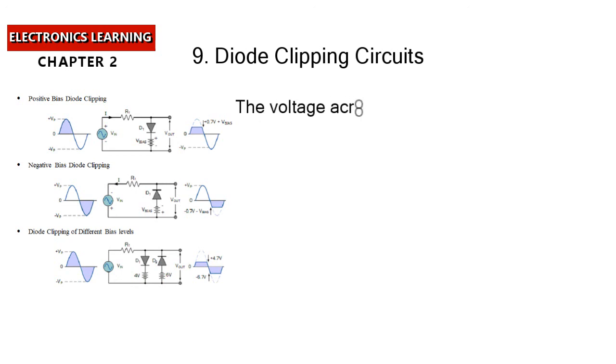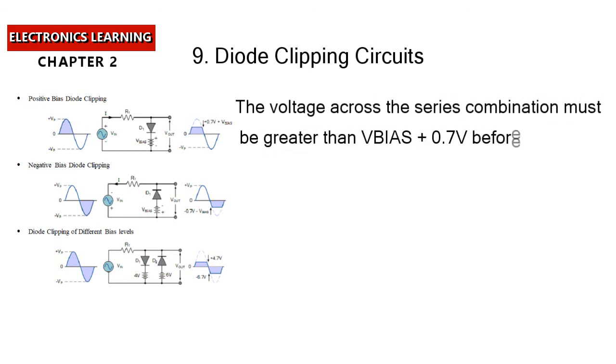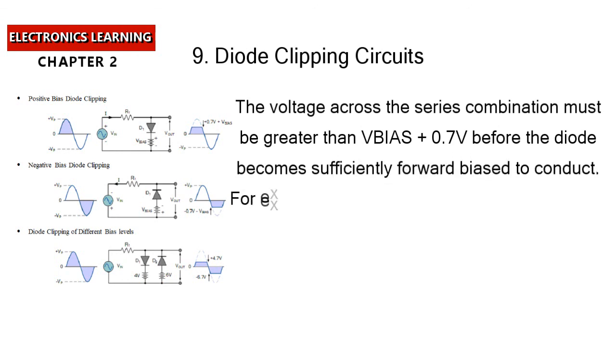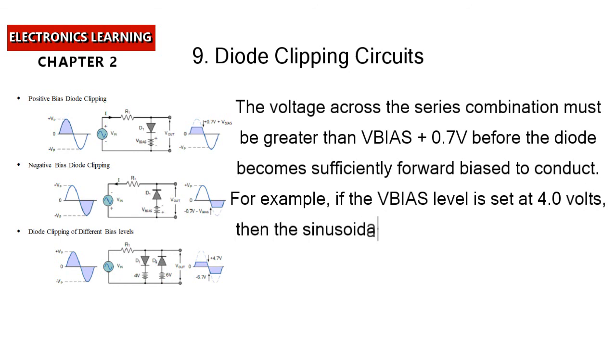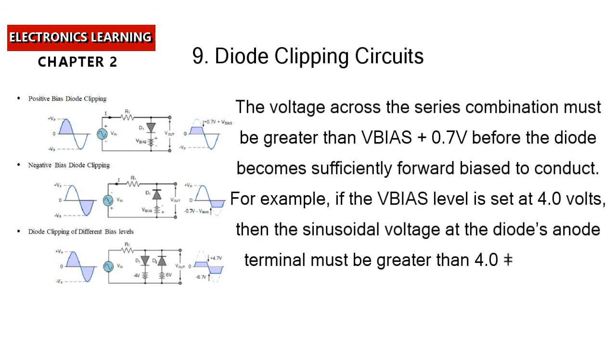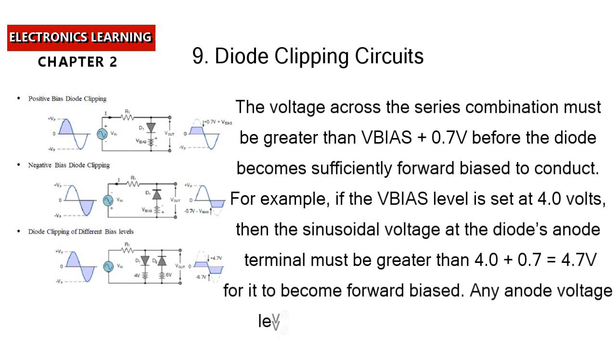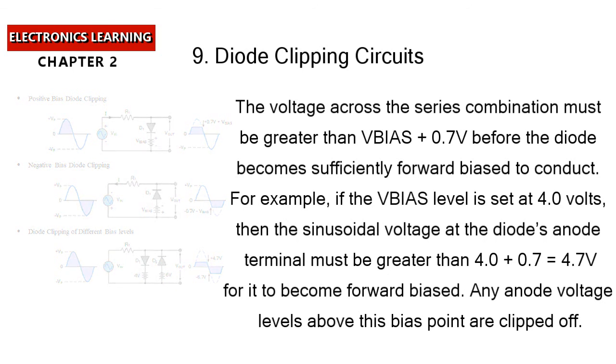The voltage across the series combination must be greater than V bias plus 0.7 volts before the diode becomes sufficiently forward biased to conduct. For example, if the V bias level is set at 4.0 volts, then the sinusoidal voltage at the diode's anode terminal must be greater than 4.0 plus 0.7 equals 4.7 volts for it to become forward biased. Any anode voltage levels above this bias point are clipped off.